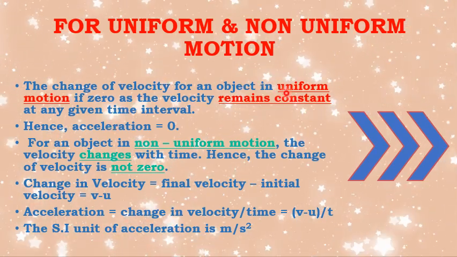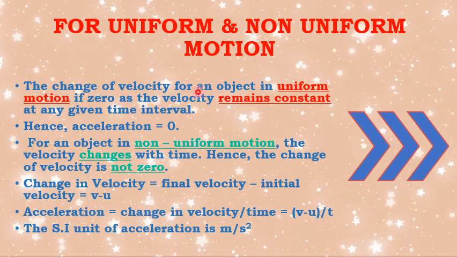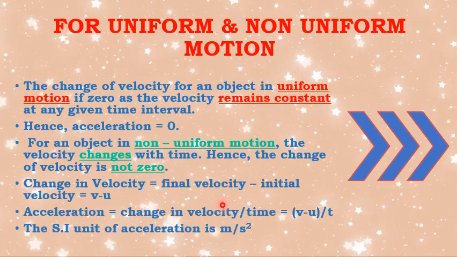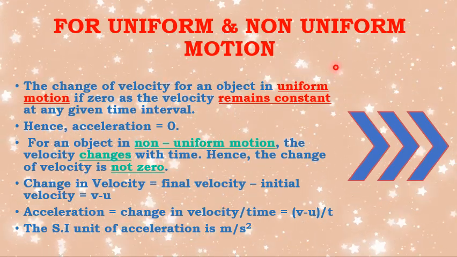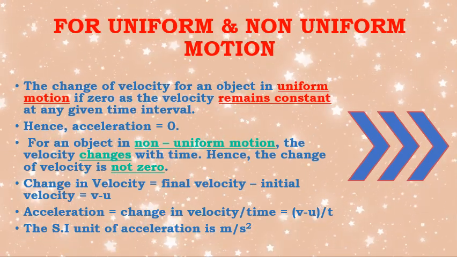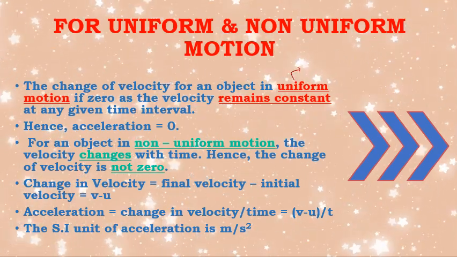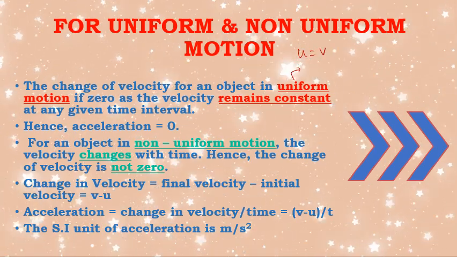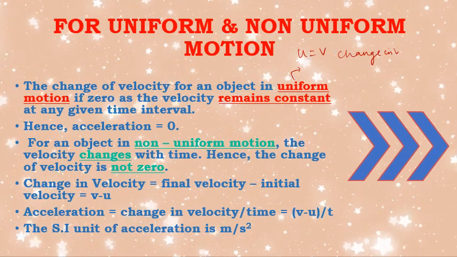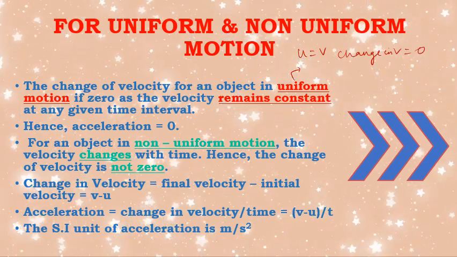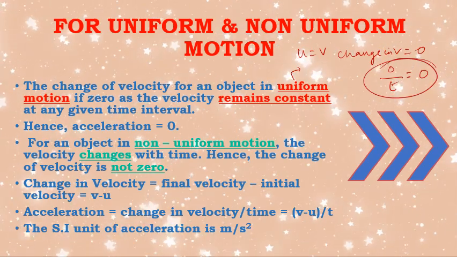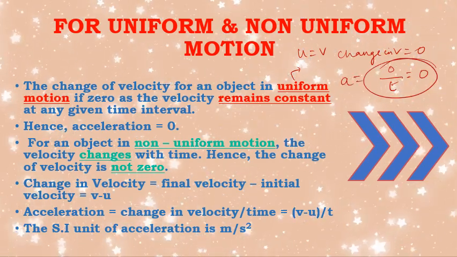So if it is going to be uniform motion, what will happen? The final velocity and the initial velocity will be the same, isn't it? I told you, rate of change of velocity. So if it is uniform motion, u is going to be equal to v. Change in velocity will be what? That is going to be 0. So 0 by t will be what? 0. So my acceleration will be 0.